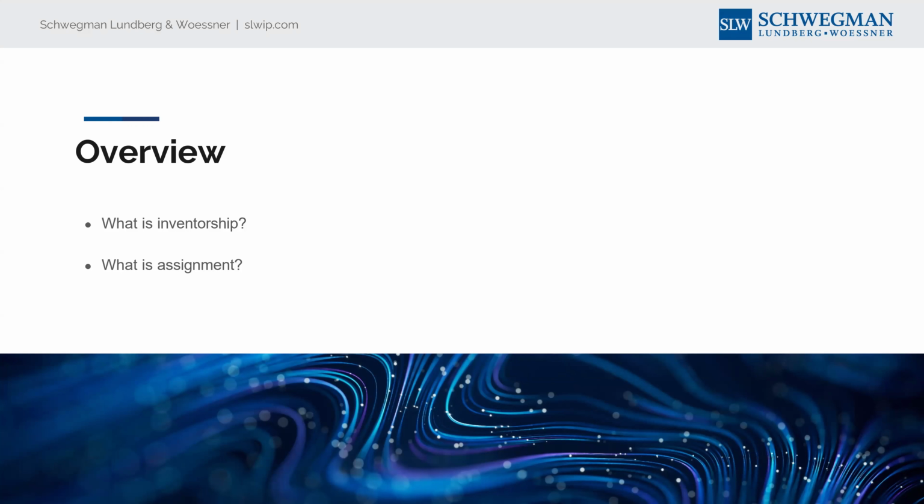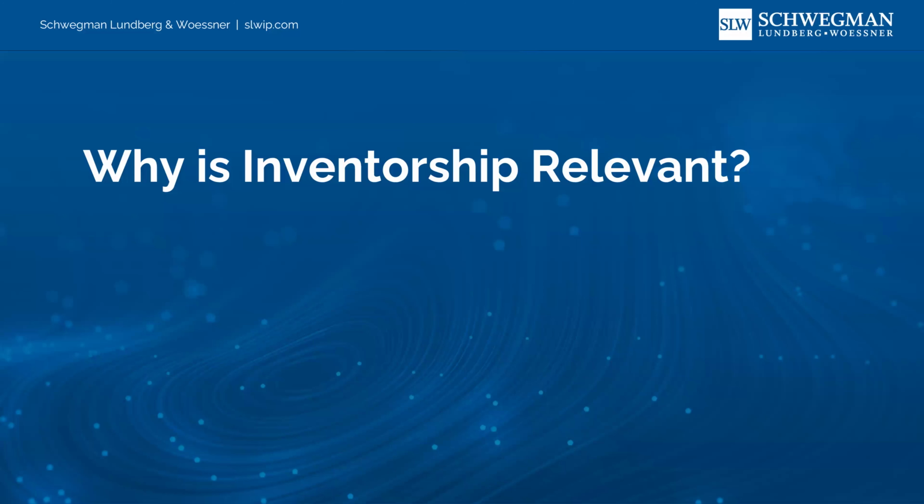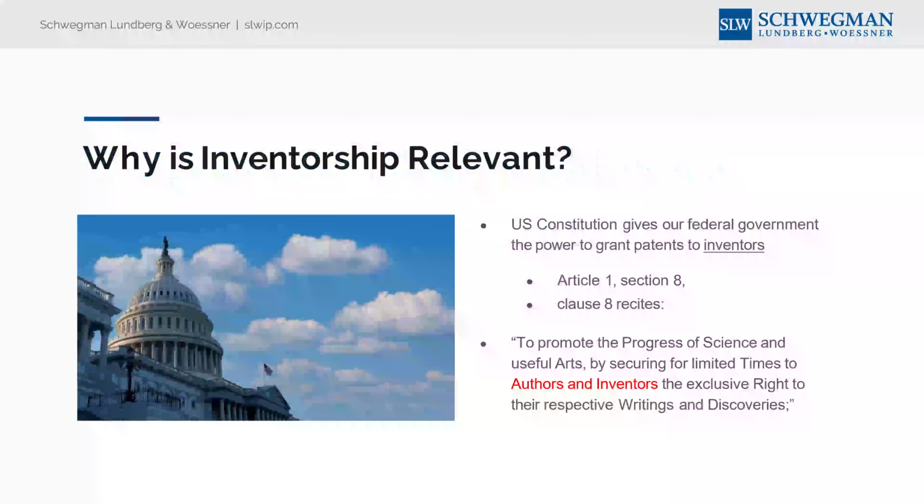So let's get into this and talk about the relationship of inventorship and assignment. So why is inventorship relevant? Well, patents are all about inventors, and when you look at our Constitution, inventors are explicitly called out in Article 1, Section 8, saying that inventors have the exclusive right to their writings and discoveries. So the right of an inventor to a patent is explicitly spelled out in the Constitution.